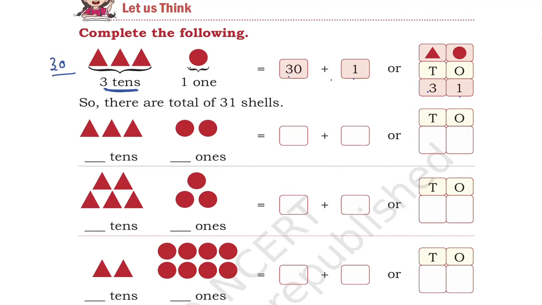So it says there are a total of 31 shells. Yes, we can see that there are 30, tens and ones, and we have 1. So that will make it 31. Pretty simple. Similarly, we have how many tens? We have 3 tens here and 2 ones. So 3 tens make 30 and 2 ones make 2. That makes the sum as 32. So when we say it, how many shells are there? There are total of 32 shells.